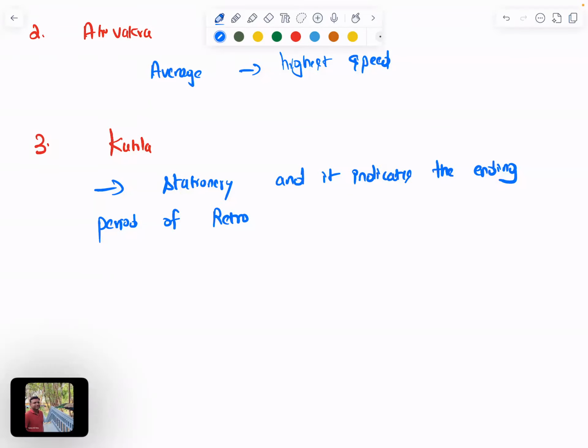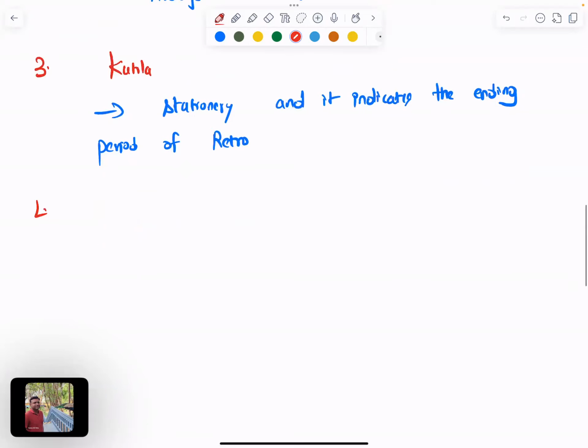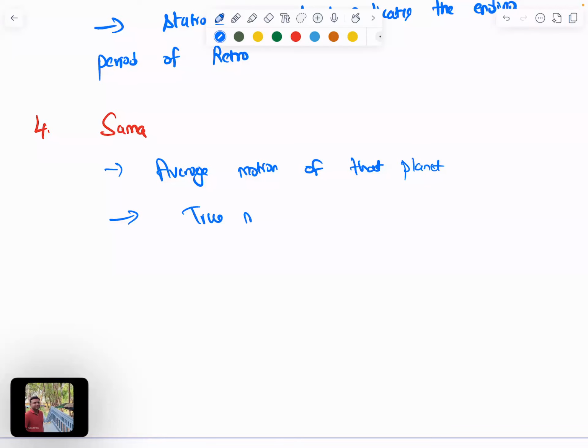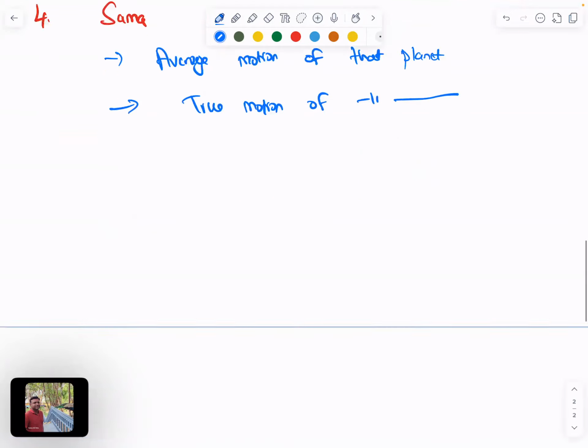Similarly, next we have Sama. In Sama, it indicates the average motion of that planet. Hence, I can say it as the true motion of that planet.